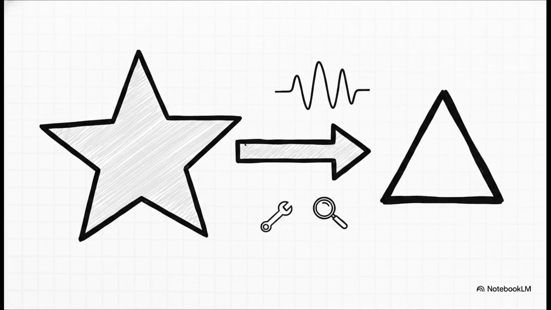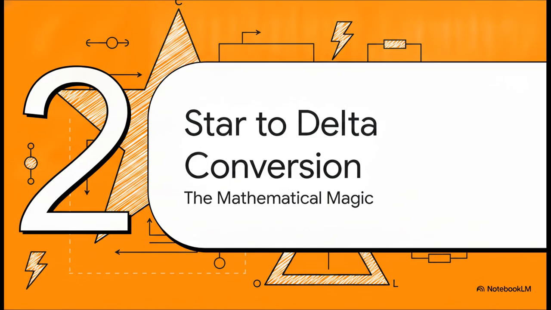So what's our actual mission here? We need to convert this into an equivalent delta connection and figure out both the delta impedance per phase and the line current. We've got our clues, so let's get to work. Moving right along to section 2, converting star to delta. Time to do some translating.